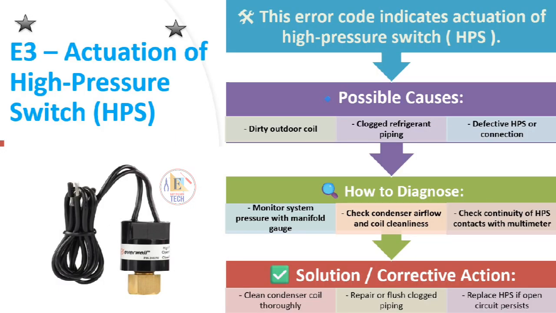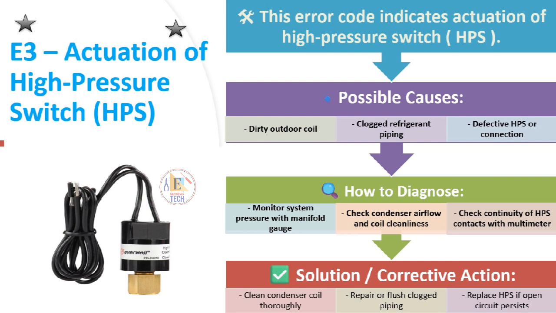Error code E3 indicates actuation of the high-pressure switch. This usually occurs due to a dirty outdoor coil, clogged refrigerant piping, or a defective high-pressure switch or connection. System pressure should be monitored using a manifold gauge, and condenser airflow and coil cleanliness should be checked. The continuity of the high-pressure switch contacts should be tested with a multimeter.